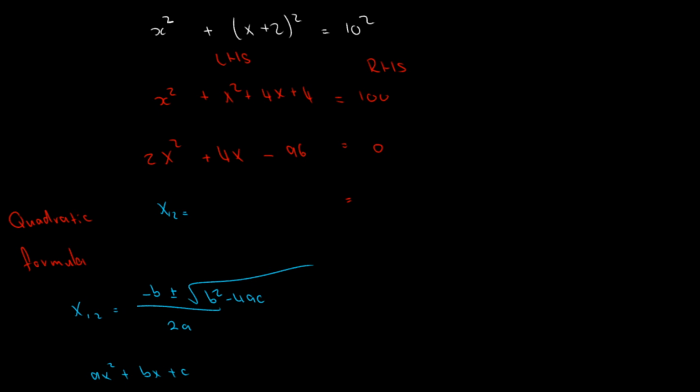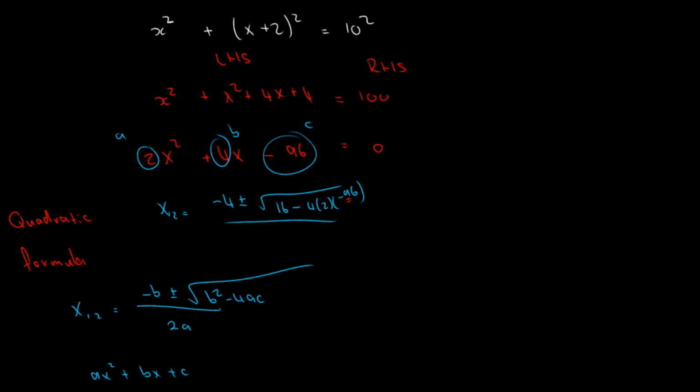So negative b, remember, this one is my b, this is my c, and this one is my a. So we have negative 4 plus minus the square root of b squared, which is 16, minus 4 times 2 times negative 96, over 2a, which is 4. Okay, 2 times 2 is 4. Let's see if we can simplify this.